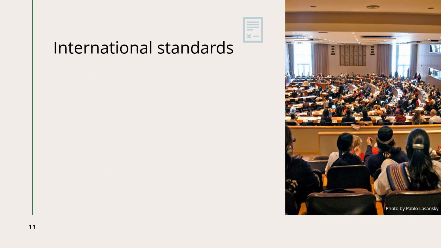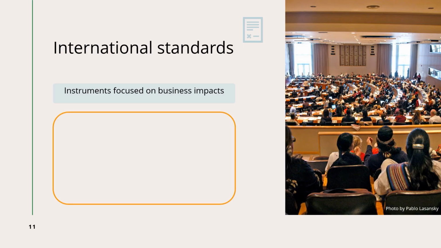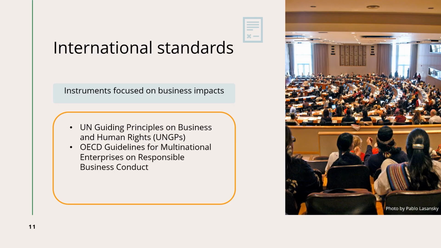The human rights and environmental due diligence surveys are directly linked to key international standards. These standards can be grouped as follows. Instruments focused on business impacts. These include the UN Guiding Principles on Business and Human Rights, also known as the UNGPs, the OECD Guidelines for Multinational Enterprises on Responsible Business Conduct, and the OECD Due Diligence Guidance for Responsible Business Conduct.